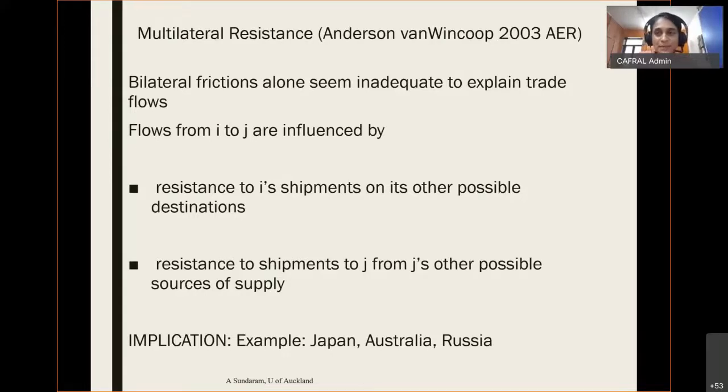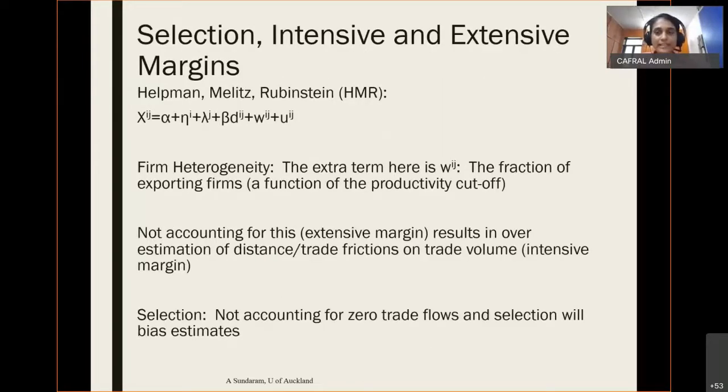It assumes that multilateral resistance doesn't change over time, but that's not an unreasonable assumption to make, given remoteness doesn't really change much over time. Okay. All right. Now, the second thing I want to emphasize is it comes out of the Melitz model. So there is an interesting paper actually by Helpman, Melitz, and Rubinstein, HMR, that talks about estimation of the gravity model.